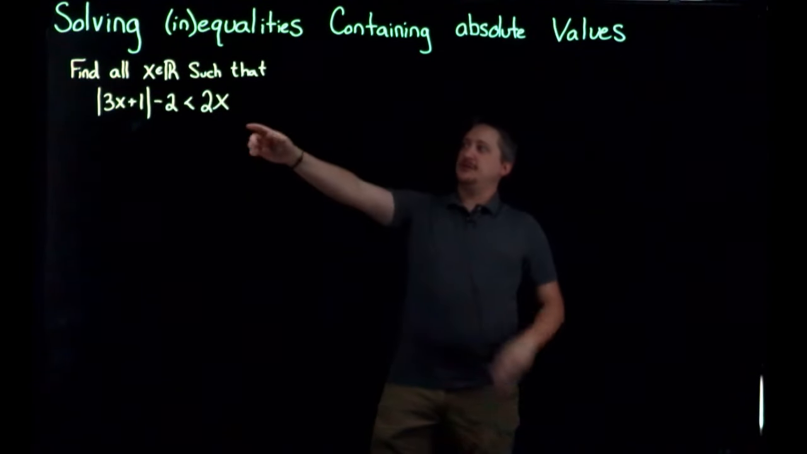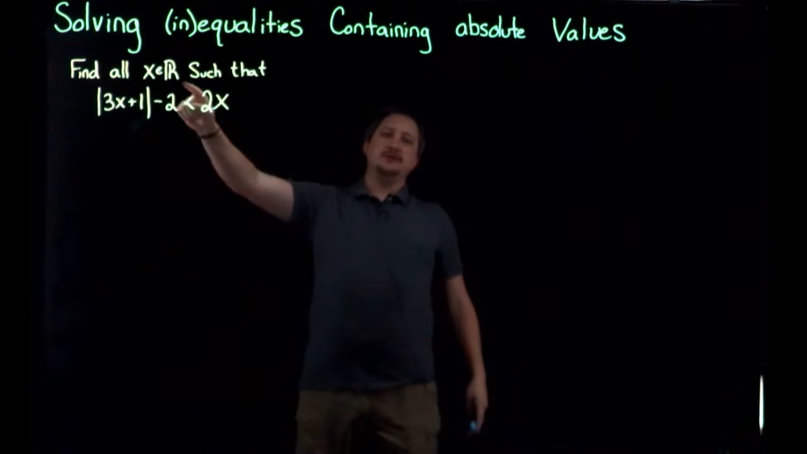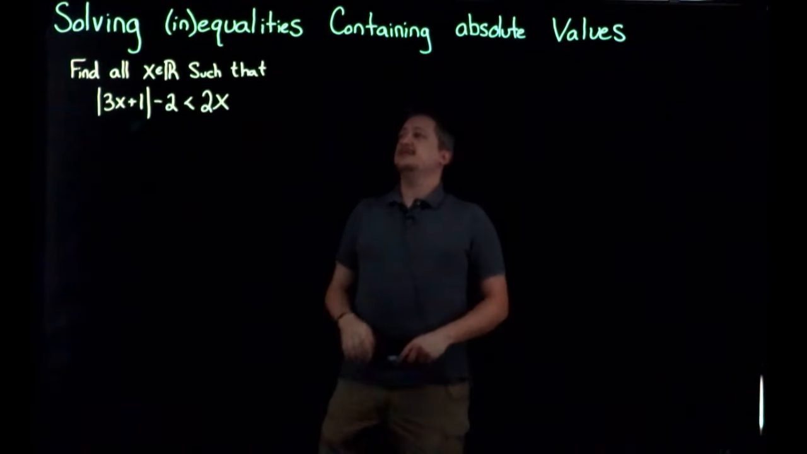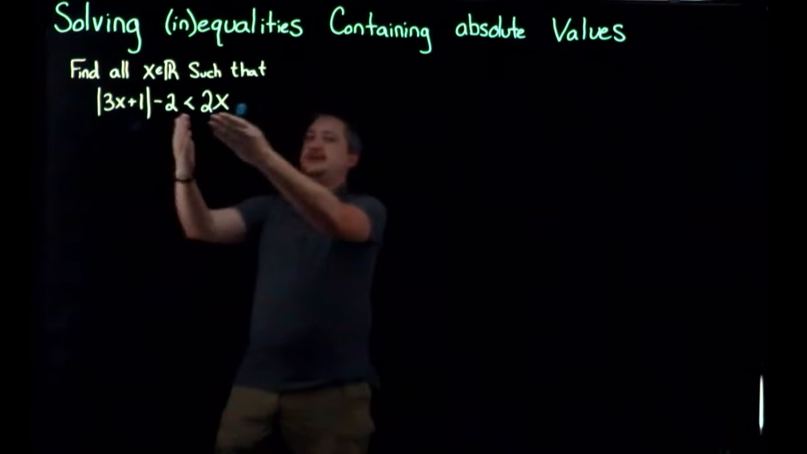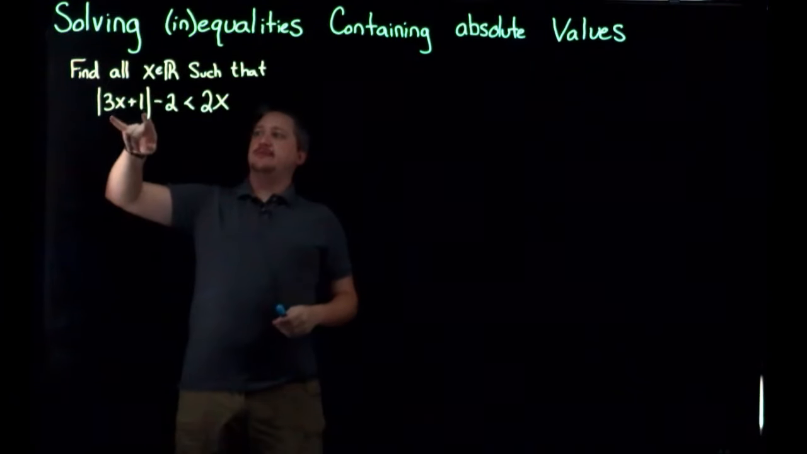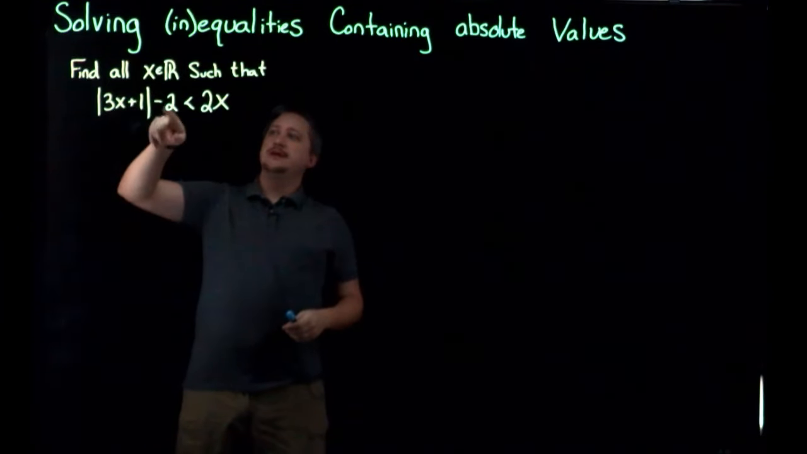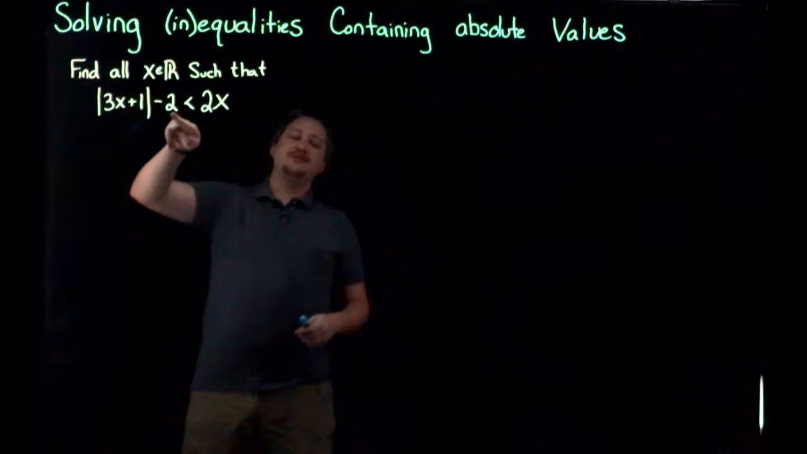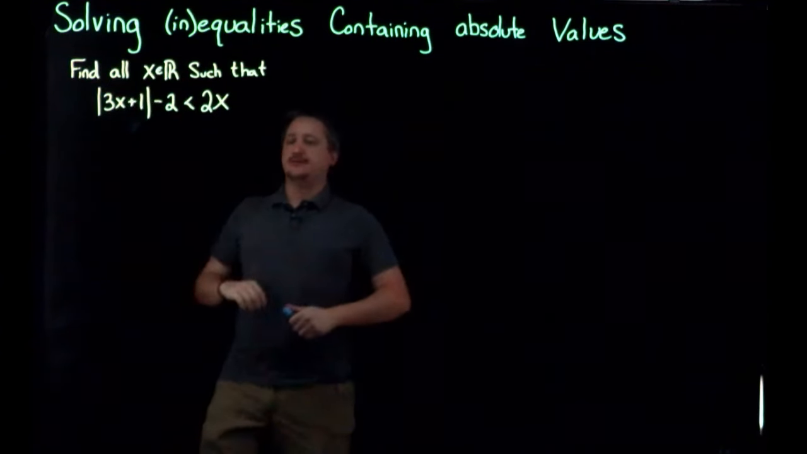Find all x in R, right? So this is x an element of the real numbers, so find all the real numbers x such that this inequality holds. So I have the absolute value of 3x plus 1, that quantity minus 2 has to be strictly less than 2x.